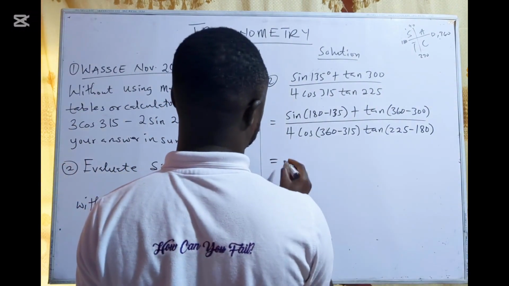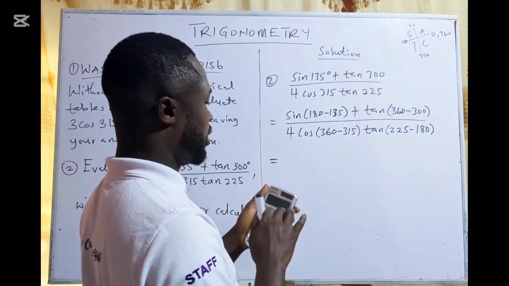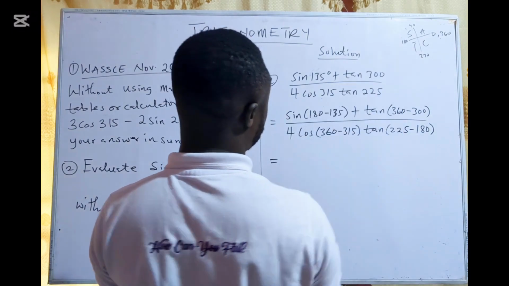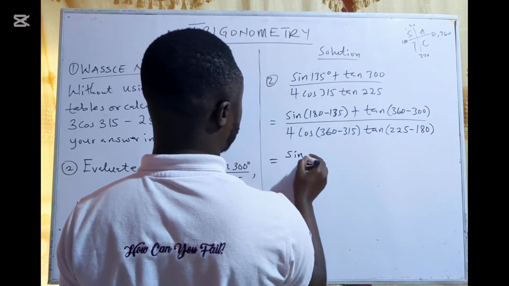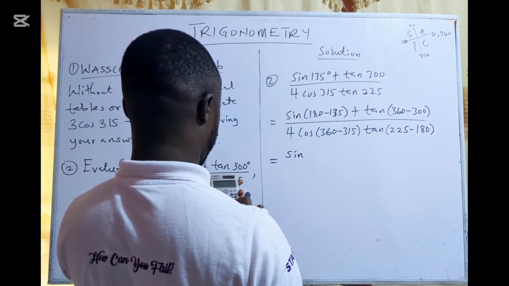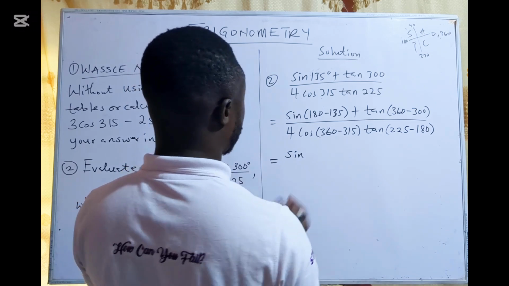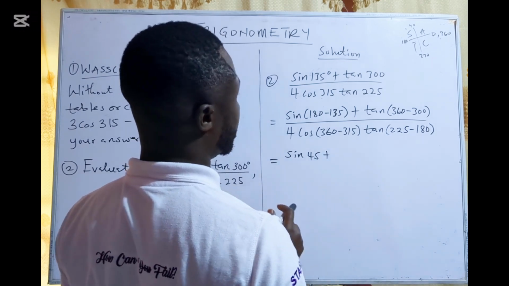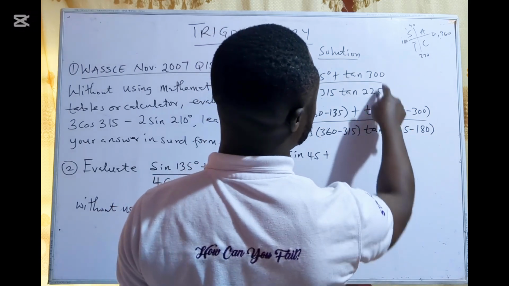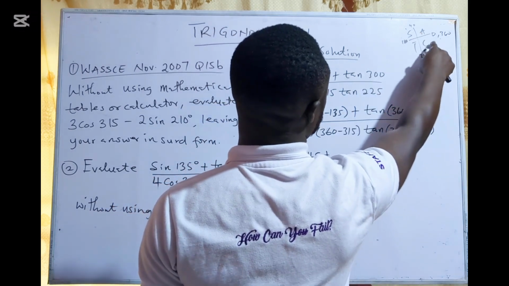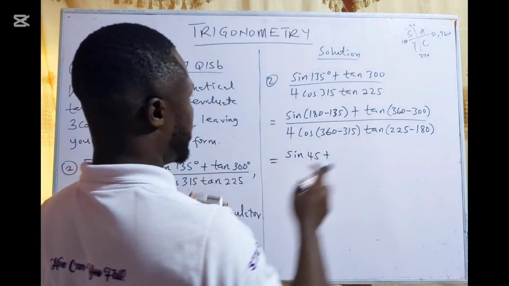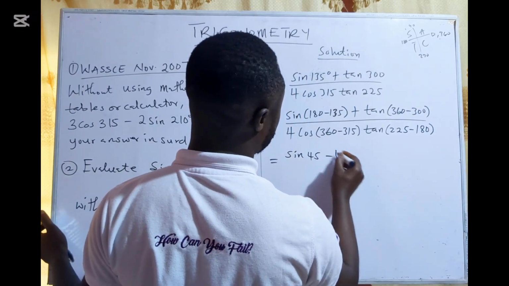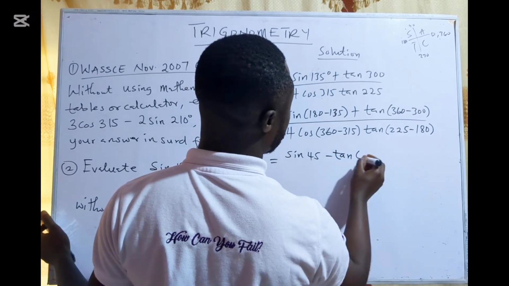So now let's try and write as acute angles. That is what you consider where it is positive or negative. 135 is in the second quadrant, sine is positive, so we are going to have sine of 180 minus 135, sine 45, plus tan. This 300 is in the fourth quadrant, tan is negative in the fourth quadrant. So we know 360 minus 300 is 60. So that will be minus tan 60 degrees. Alright.